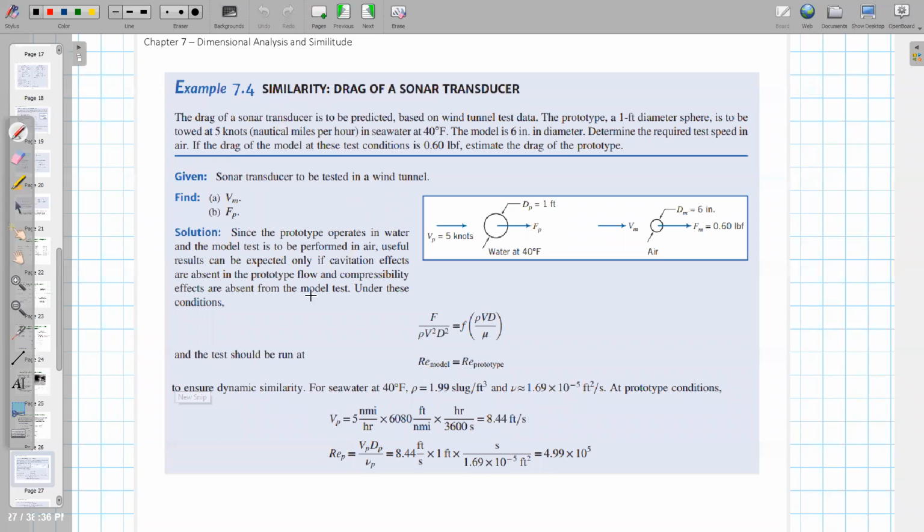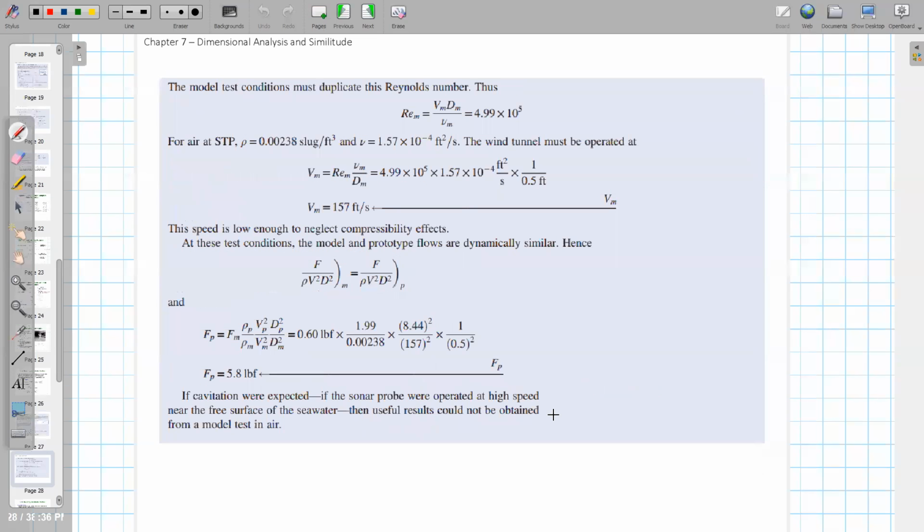You know that for 5 knots, you just do the unit conversion to change the velocity to feet per second, and then you calculate the actual Reynolds number for this prototype problem. This is the Reynolds number, and then for this wind tunnel problem, for your model problem, you should achieve the same Reynolds number.